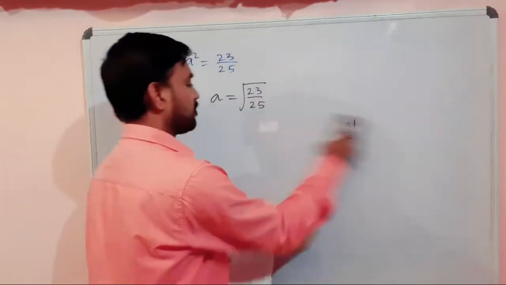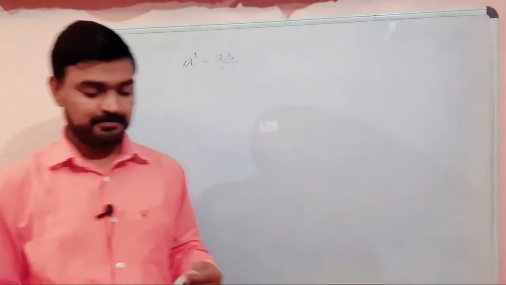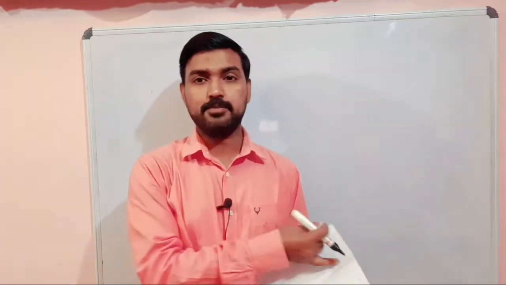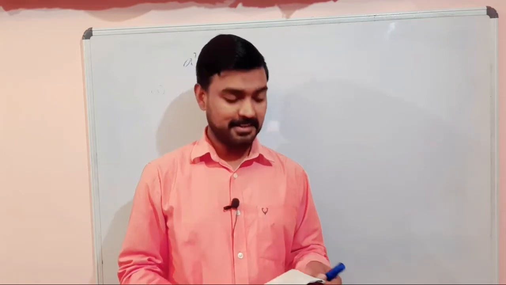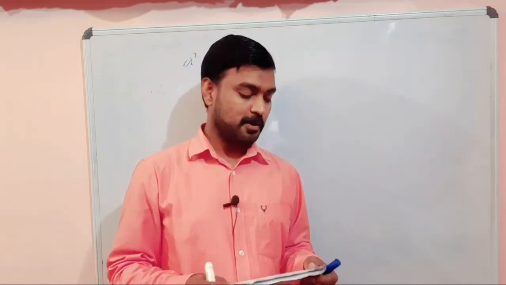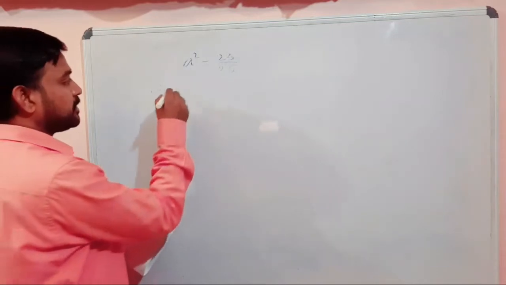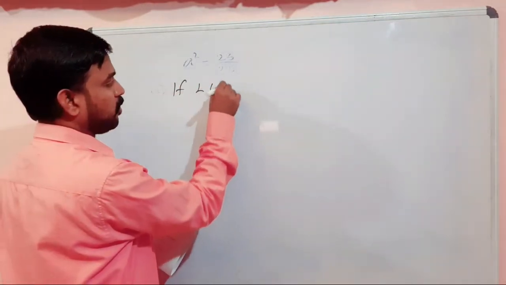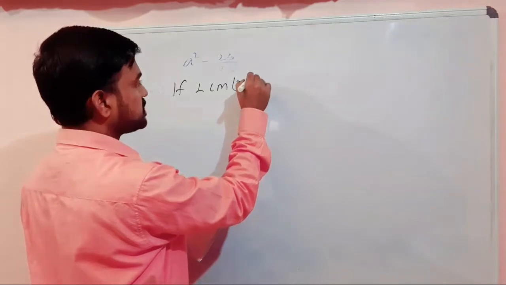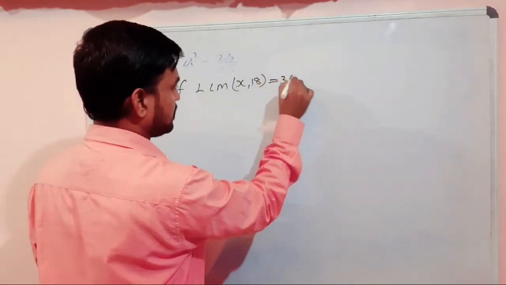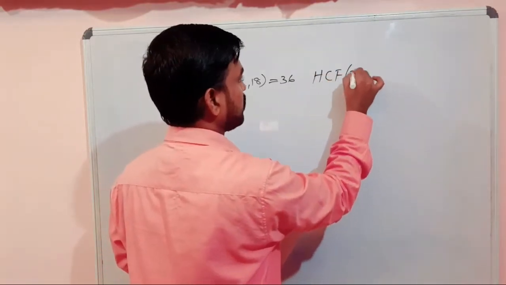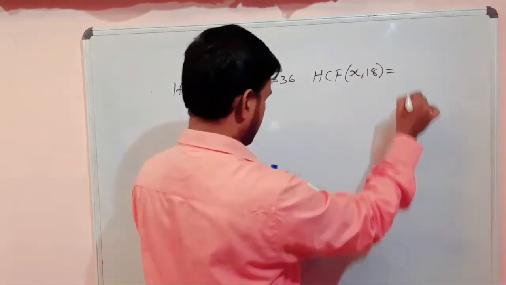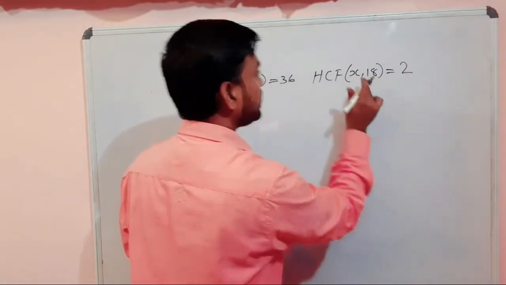Question number 12. Let us read question number 12. My dear students, this is the practice of the sample question paper published by the CBSE on their website. Question number 12: if the LCM of x comma 18 is equal to 36, and it is given that the HCF of x comma 18 is 2, then find the value of x.